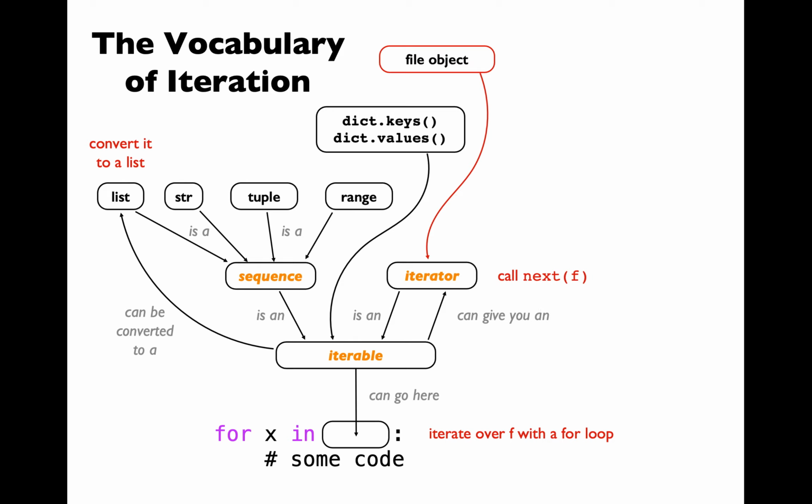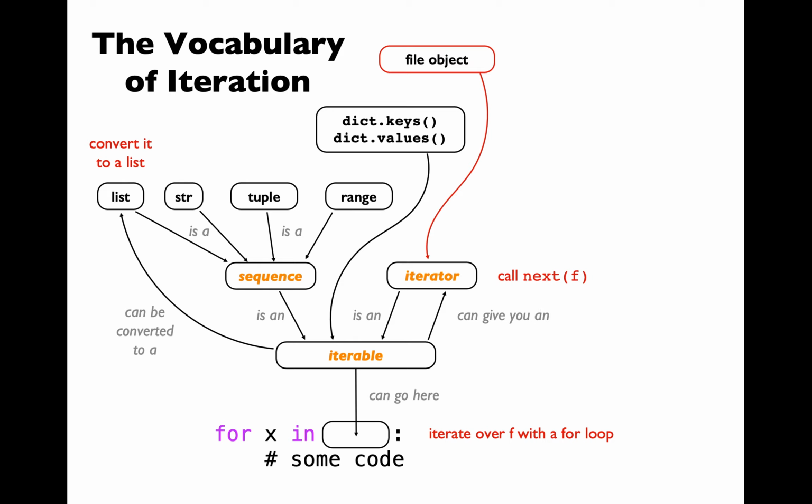Recall that we can also convert an iterable into a list. Since iterators are iterable, you'll be able to convert the iterator into a list here. Let me cover examples for all of these. The first example that I want to go through is the for loop example.